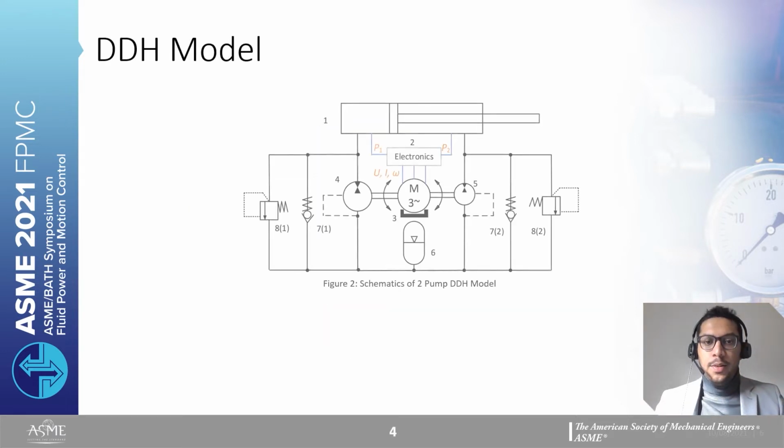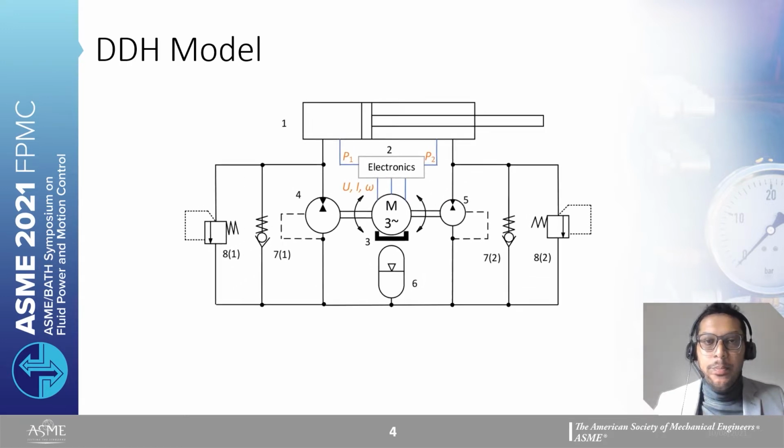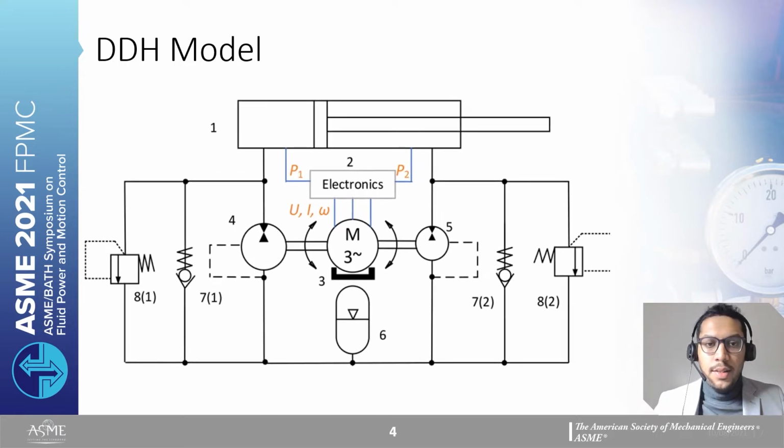We will now take a look at the model under study. The schematics of two-pump direct-driven hydraulic model is shown here. Number one is the hydraulic cylinder. Number two, the electronics involved. Number three is the electric motor. Number four is the piston side pump. Number five, the rod side pump. Number six, a hydraulic accumulator. Seven are check valves, and eight are pressure relief valves. In this paper, faults are injected into the rod side check valve.